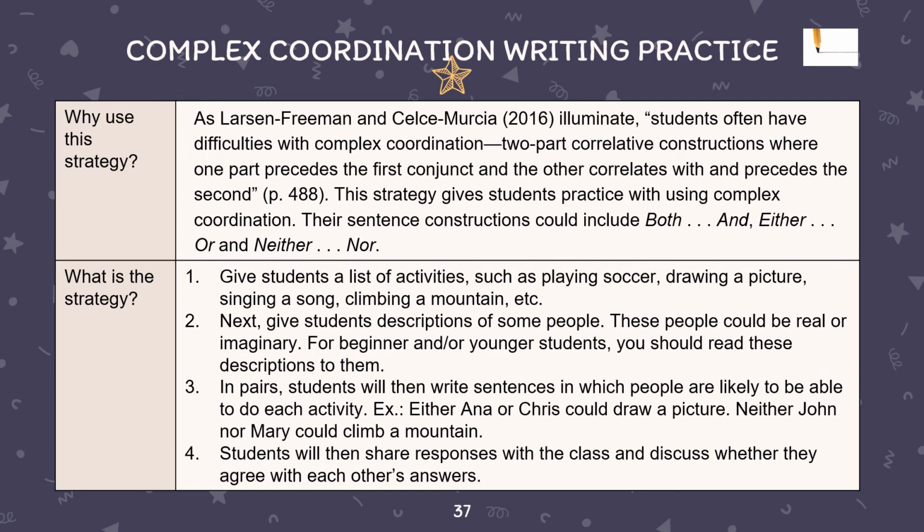Number 3, in pairs, students will then write sentences in which people are likely to be able to do each activity. So as an example, they might say, either Anna or Chris could draw a picture. Neither John nor Mary could climb a mountain. Number 4, students will then share responses with the class and discuss whether they agree with each other's answers.